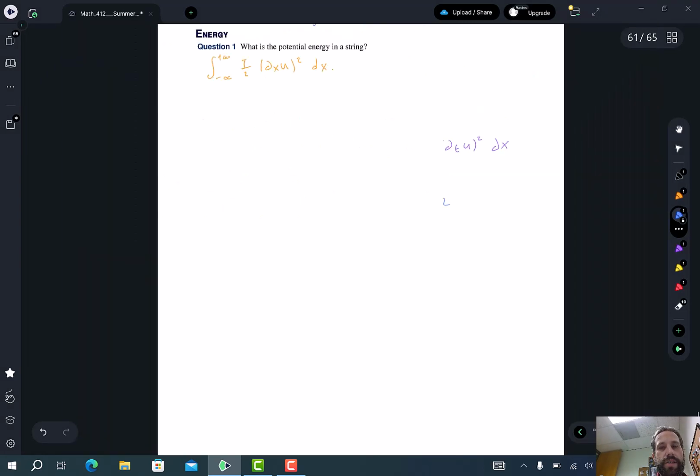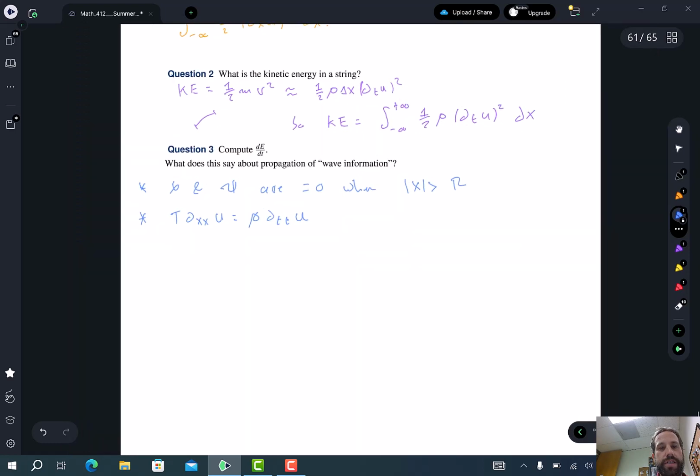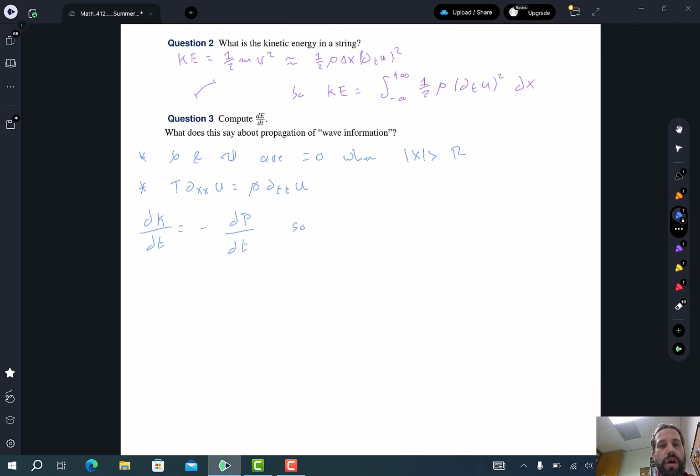Okay, so the calculation that I'm about to do, I'm about to show that the derivative of kinetic energy in this string with respect to time is equal to minus the derivative of potential energy with respect to time. So this means that the time derivative of energy is going to be equal to the derivative of kinetic energy plus the derivative of potential energy, because there's only two kinds of energy here.